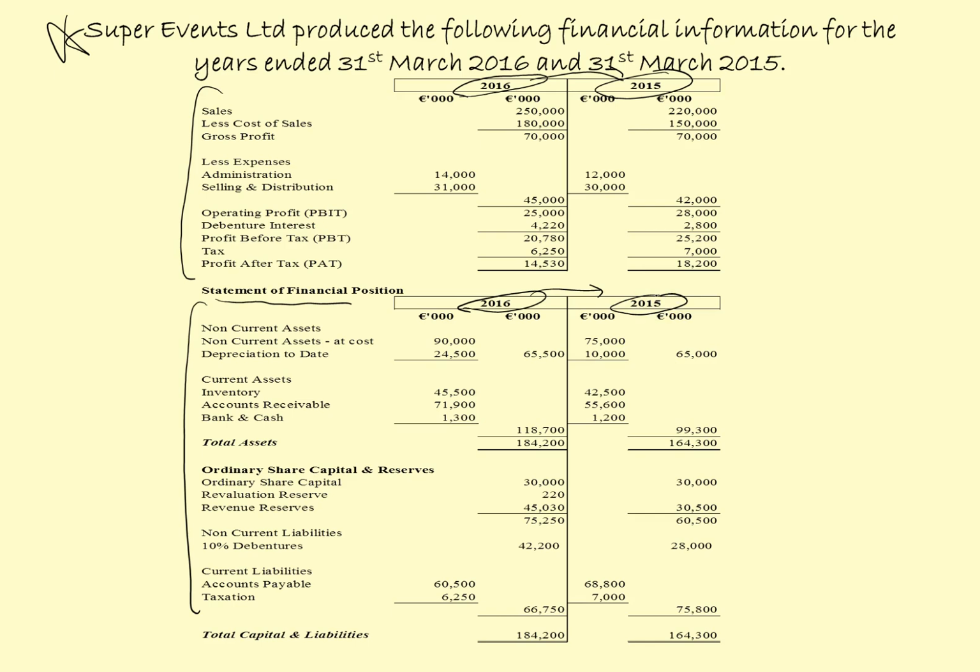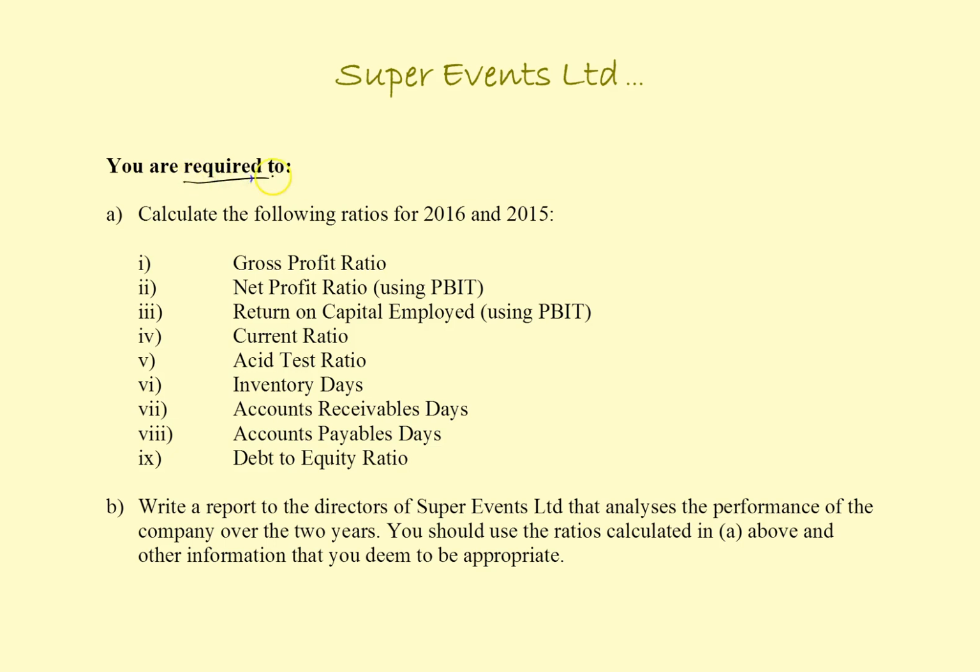Now what are we asked to do? Well, just moving down a little bit, you are required to calculate the following ratios for 2016 and 2015. So we're asked to do the gross profit ratio, the net profit ratio, and we're going to use the operating profit, i.e. profit before interest and tax, PBIT. We're asked to do the return on capital employed, again using the operating profit, PBIT. Now those three together can be classified as profitability ratios.